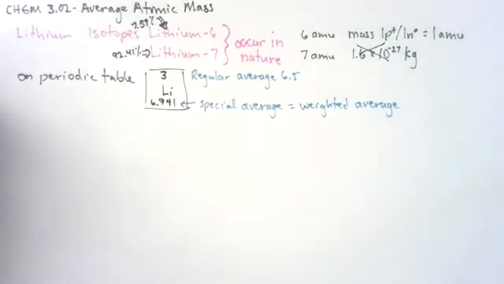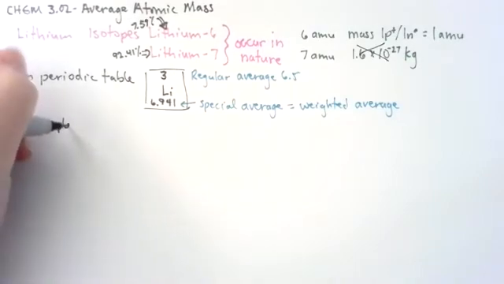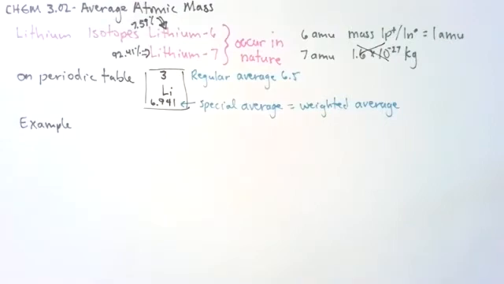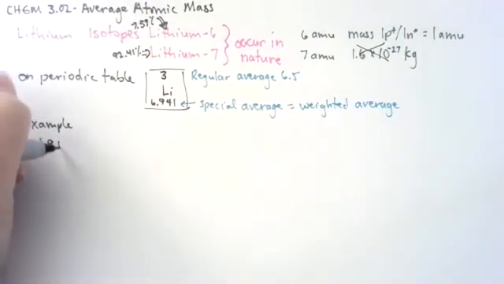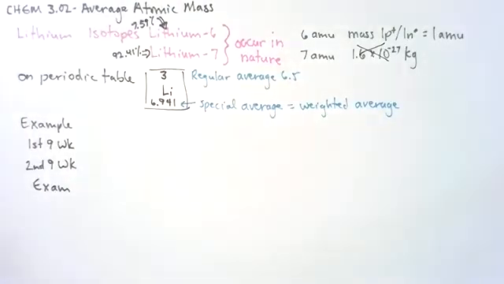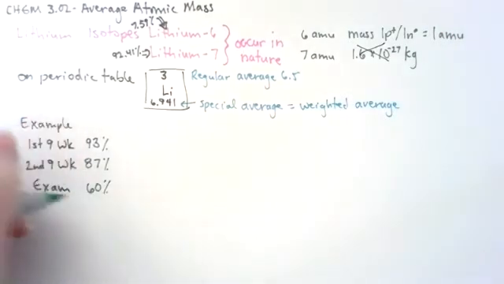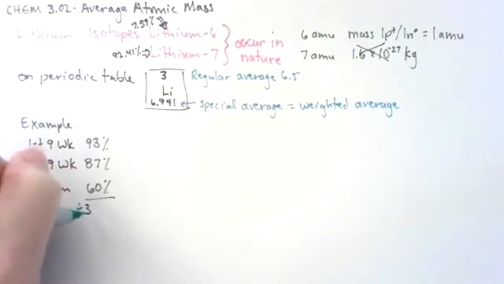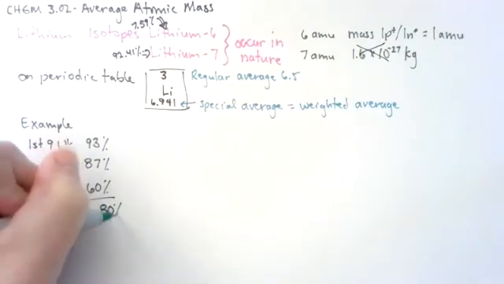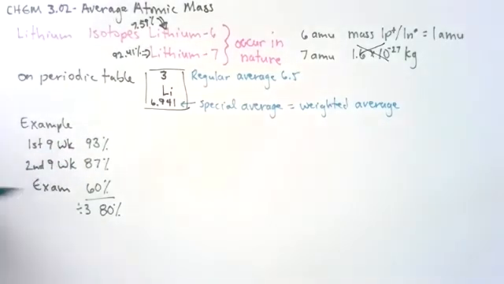Here's another example of a weighted average. So let's do an example. You guys use weighted averages every 9 weeks. So you have a first 9 weeks grade, or every semester, you have a second 9 weeks, and you have an exam. So let's say your first 9 weeks grade is a 93%. Let's say your second 9 weeks grade is an 87%. And let's say you kind of bombed the exam. If you add these up and you divide by 3, that's going to give you an 80%. That means that a third of your grade came from this, a third came from this, and a third came from this. But that's not how your 9 weeks grades work.